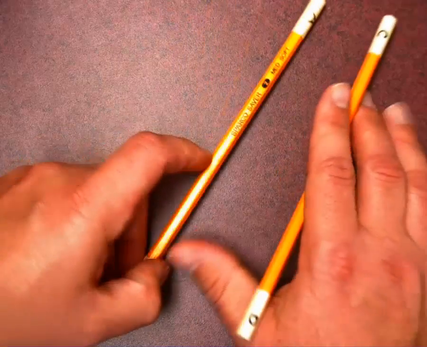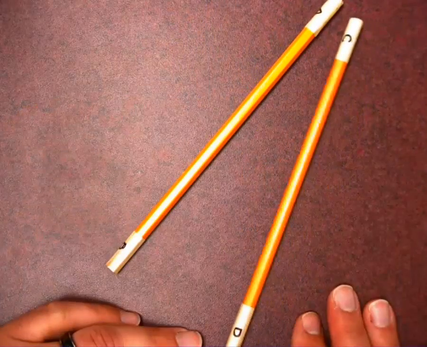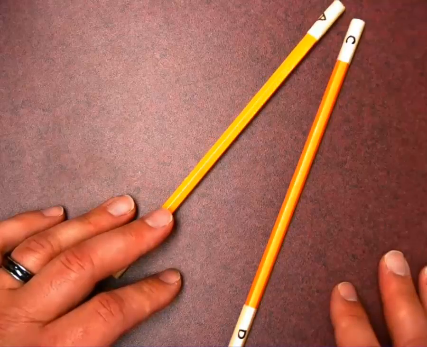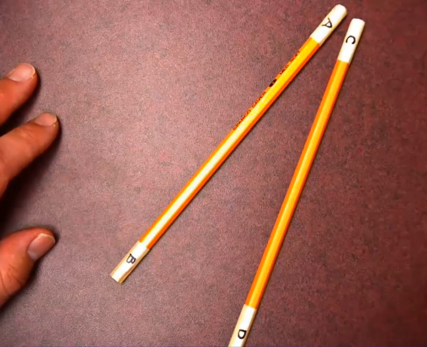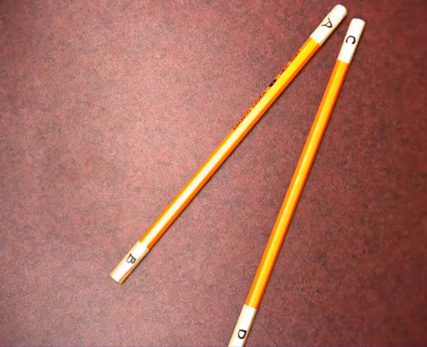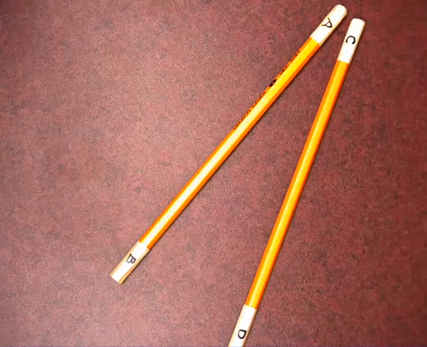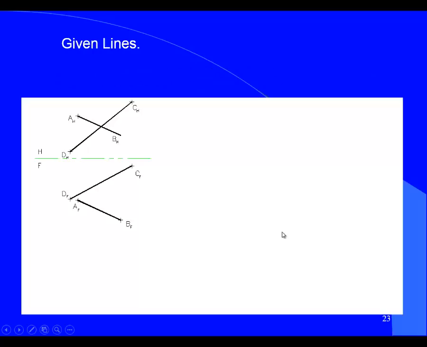So that's the plan for today. We're going to find the true length of one of the two lines and then the point view, and then we'll be able to find the clearance distance between them. So not totally unlike what we did the other day. So let's take a look at this here. So here are two lines. One crosses over the other, and I want to find the clearance distance between them.